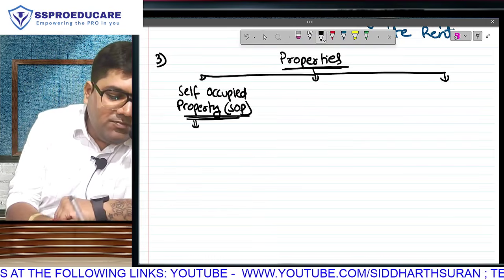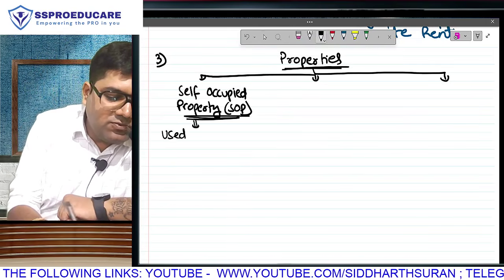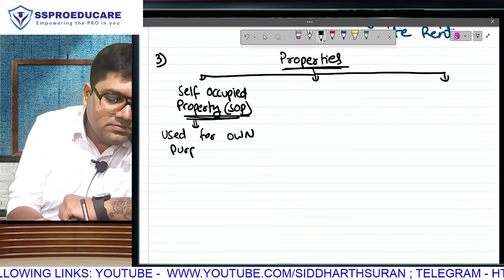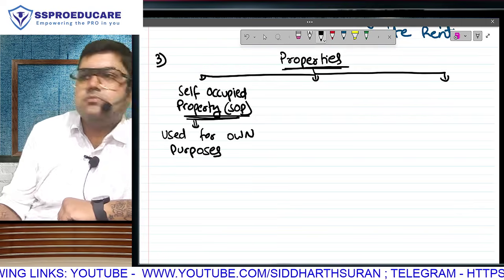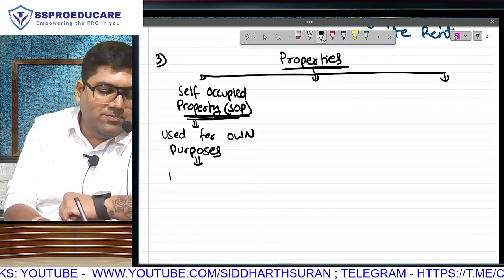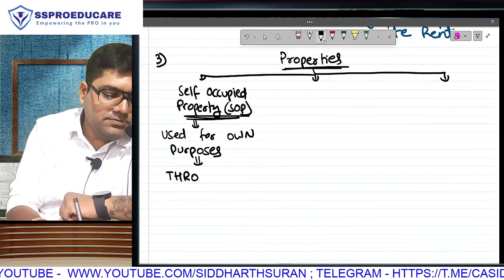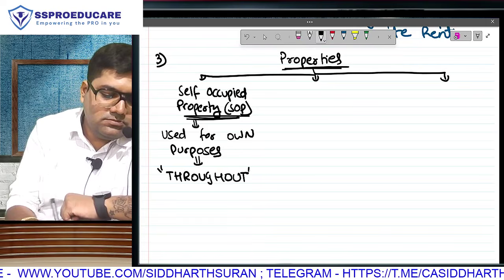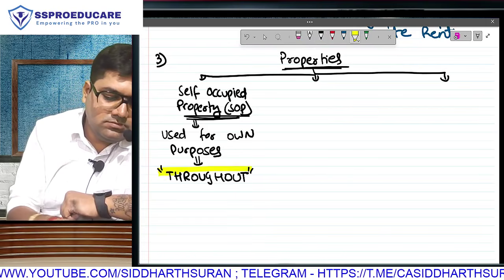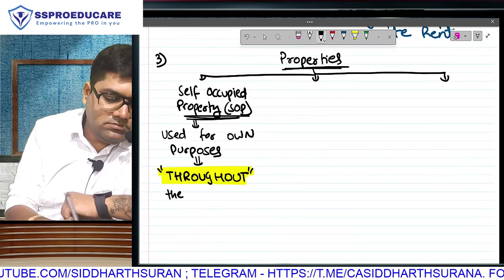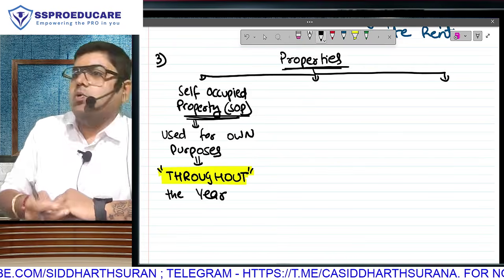Self-occupied property means the property was used for your own purposes, used by yourself. The important word here is throughout the year.